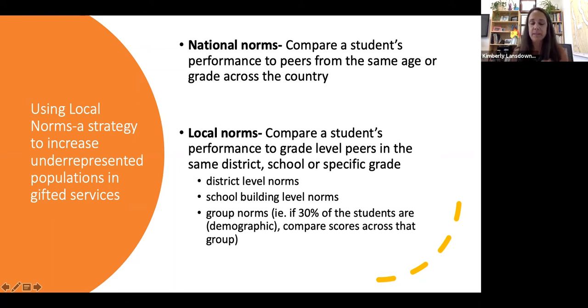So local norms is exactly what it sounds like, right? You're comparing your students' performance to the school grade level peers in the same district or in the same school, or even in a specific grade, or even in a particular category of students. And so what you're doing is you're comparing the kids to the group that they are in an instructional group with. And so you're looking for those kids that are so different from that norm of that group that they really require additional services in order to meet their needs. So the local norm is just looking at a particular group, and you can choose that group. We can help you. We've got a lot of support for you, but that's your choosing to choose the group that you're comparing.